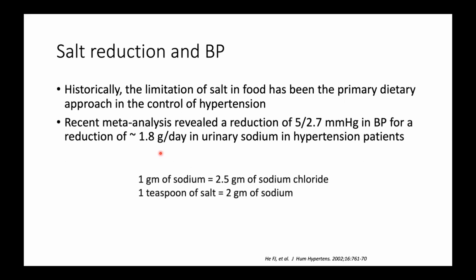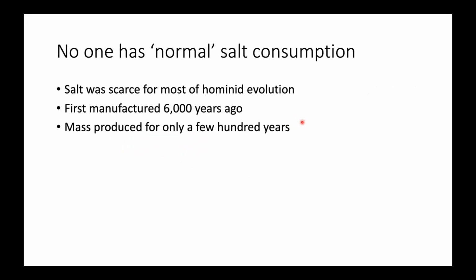So what about the salt? Salt is very important because we have seen that it is closely related to your blood pressure. And if you decrease the urinary sodium by 1.8 gram per day, that is around 5 gram of salt per day, there is a reduction in the systolic blood pressure of 5 millimeter mercury and diastolic blood pressure of 2.7 millimeter mercury.